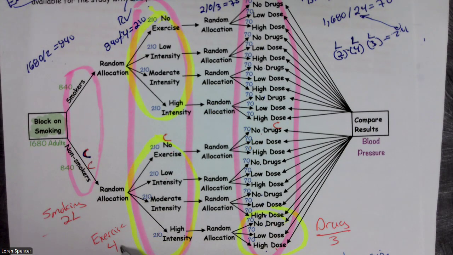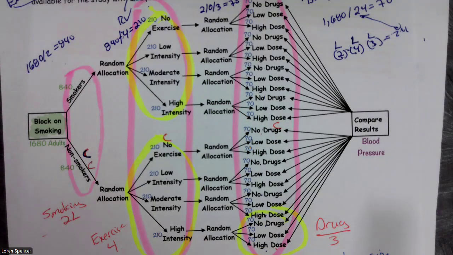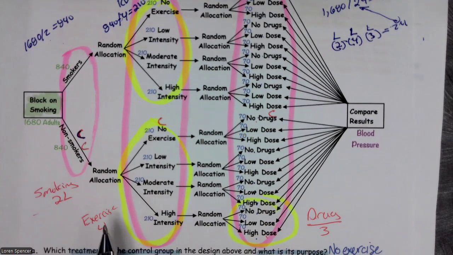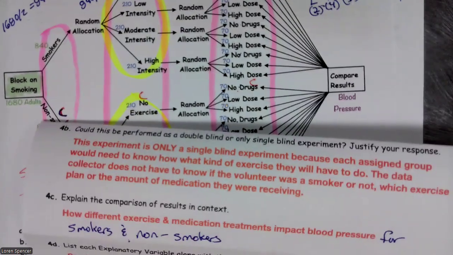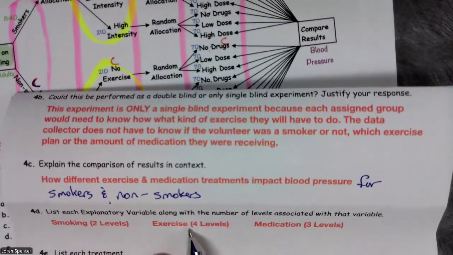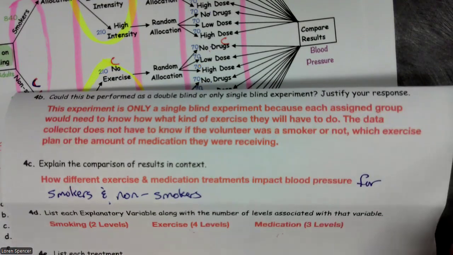So 2 for smoking, 4 for exercise, and 3 for drugs. 2 times 4 is 8, times 3 is 24 treatments. So I'm going to say that my explanatory variables are smoking with 2 levels, exercise with 4 levels, and drugs with 3 levels. And sure enough, smoking with 2 levels, exercise 4 levels, and medication or drugs 3 levels.